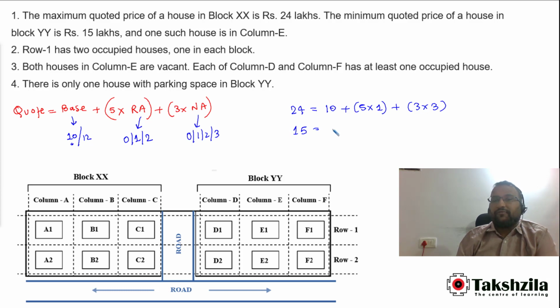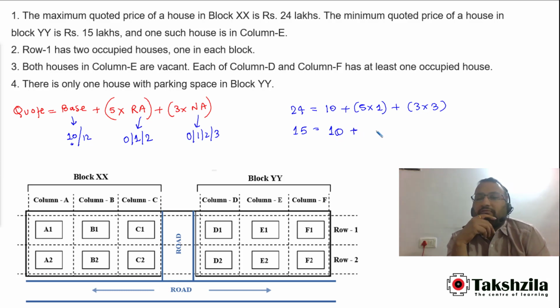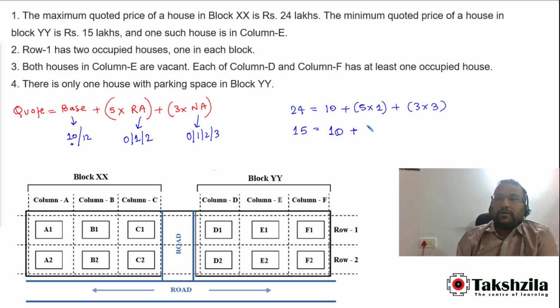So over here, the 15 lakh is going to be 10 with non-parking. If the base price is 10, the addition we want is 5. So it is going to be 5 into 1, and it is going to be 3 into 0. Is there any other possibility? Let's have a look at it.